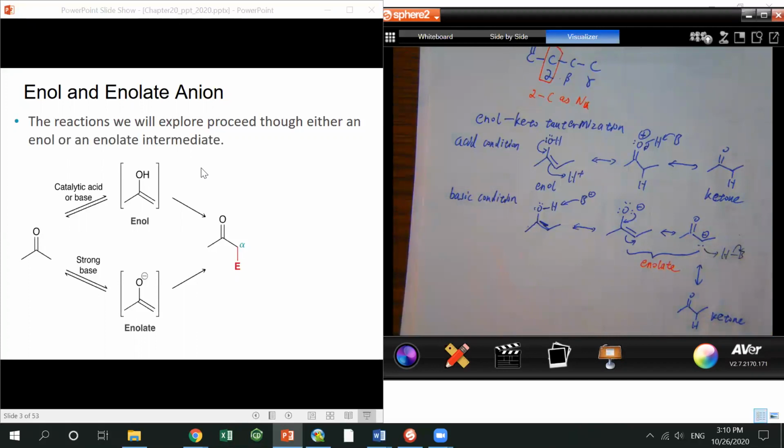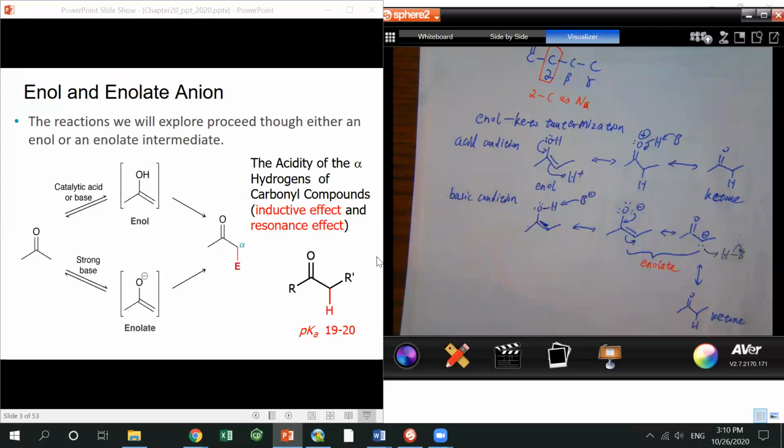For this chapter, most reactions involve this kind of mechanism, under acid or basic condition, but mostly the basic condition. So instead of picking up a proton, the enolate will act as a nucleophile, this guy here, and then attack something. That's how the reaction happens, as shown on the screen. The alpha carbon acts as a nucleophile and attacks some electrophile.